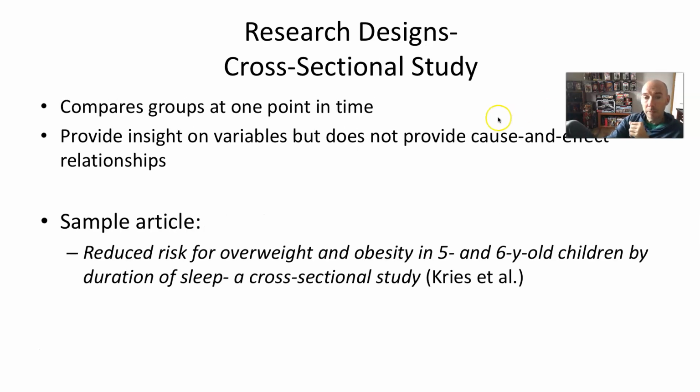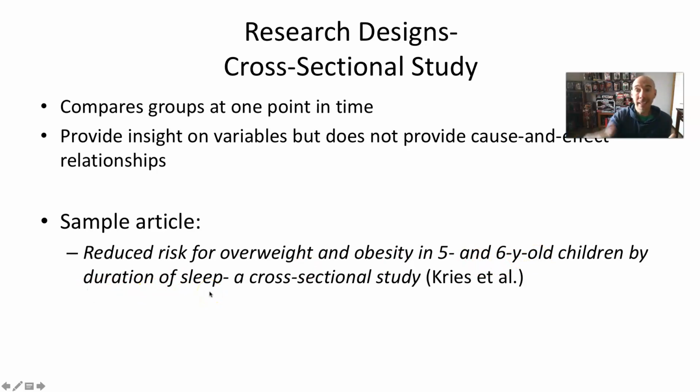A second type of study that is valuable but that I don't want you to use is what is known as a cross-sectional study. So what a cross-sectional study does is it's going to look at a big group of people at a specific point in time, okay? Say January 2020, and it's going to try to establish some cause and effect relationships. To give you an example, the title of this article might give you some insight into what I'm talking about. Reduced risk for overweight and obesity in 5 to 6-year-old children by duration of sleep, okay?